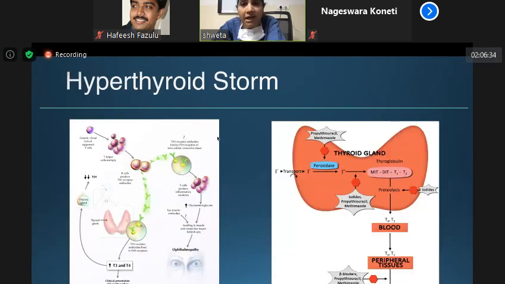So what happens in hyperthyroid storm, in summary? There will be a B cell which is producing TSH receptor antibodies, and it will attach to the TSH receptor on the thyroid gland, which will continuously go on producing T3 and T4, and because of that there will be a negative feedback to the pituitary gland to suppress the TSH level. So elevated T3, T4 along with the TSH receptor antibodies and very low level of TSH is the hallmark of this, and they start presenting with poor feeding, lethargy, and sweating.